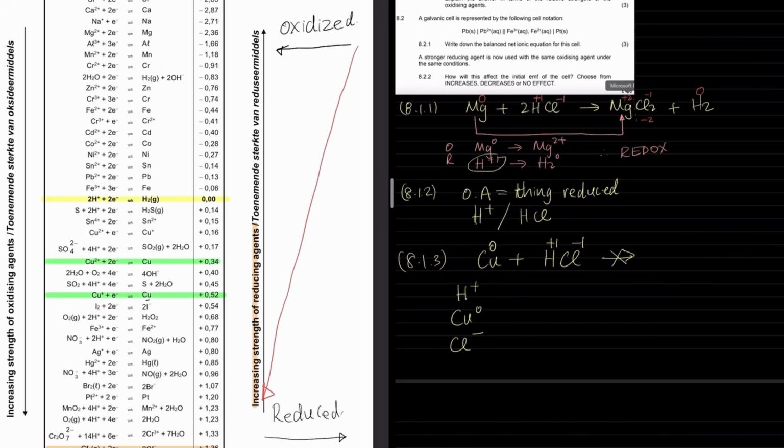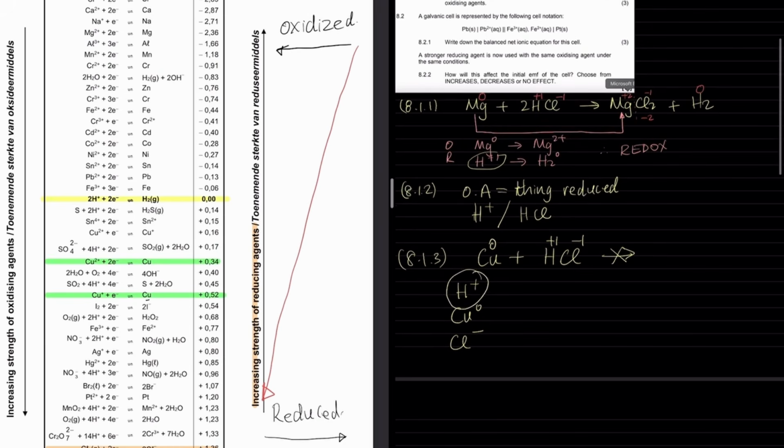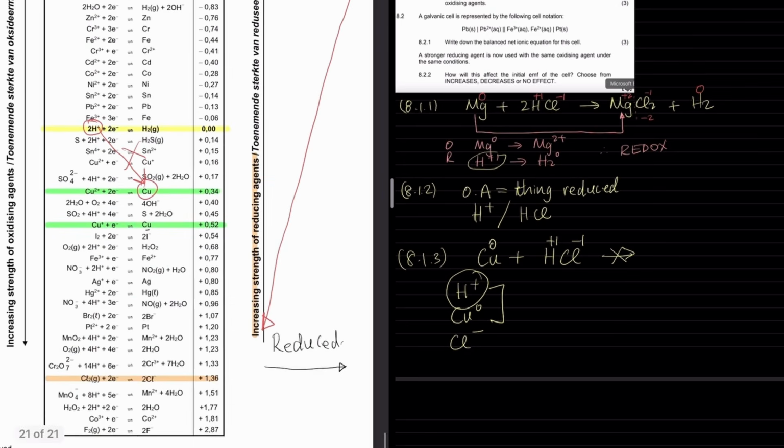So let's look at it. Here I have H plus. So H plus and copper. Can I draw that diagonal? H plus and copper, the diagonal is going the wrong way. So that reaction is not going to occur. Can I draw the diagonal between copper 0 and Cl minus? No, there's no diagonal. So there's no reaction that's going to occur.